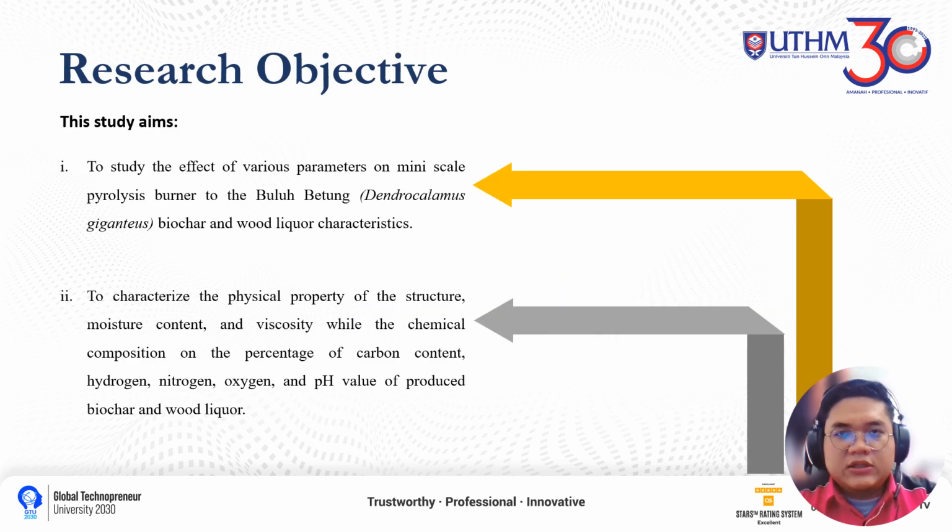Next, the research objective. This research aims to study the effect of various parameters of a mini-scale pyrolysis burner on Buluh Betung, Dendrocalamus giganteus, biochar and wood liquor characteristics. The second is to characterize the physical properties, namely the structure, moisture content, and viscosity of the wood liquor, while the chemical composition covers the percentage of carbon, hydrogen, nitrogen, oxygen, and finally the pH value of both biochar and wood liquor.